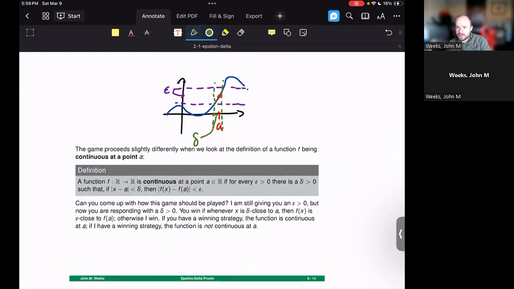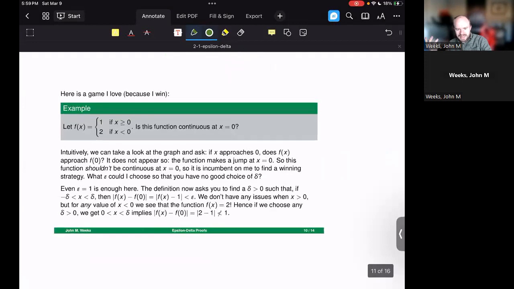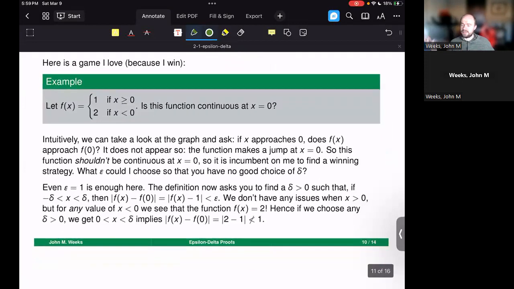Now, I've gone through and given you some examples of things that do work in terms of our sequences from before, but let's see something in which I win. So this is a game that I, of course, have to love. Let's take the piecewise function f of x equals 1 if x is greater than or equal to 0, and 2 if x is less than 0. Is this function continuous at x equals 0?